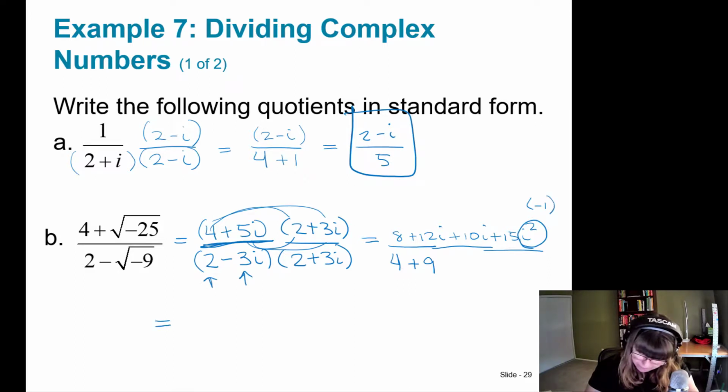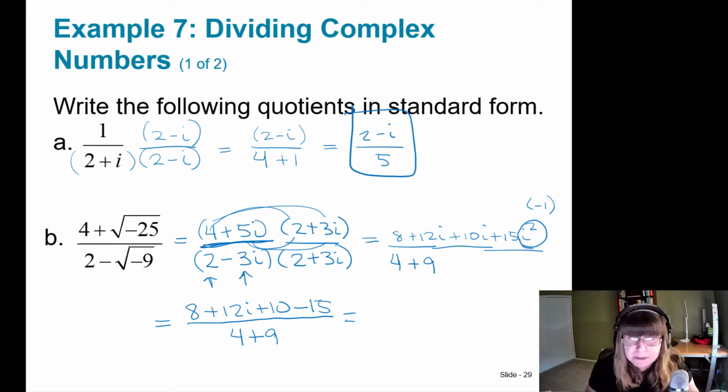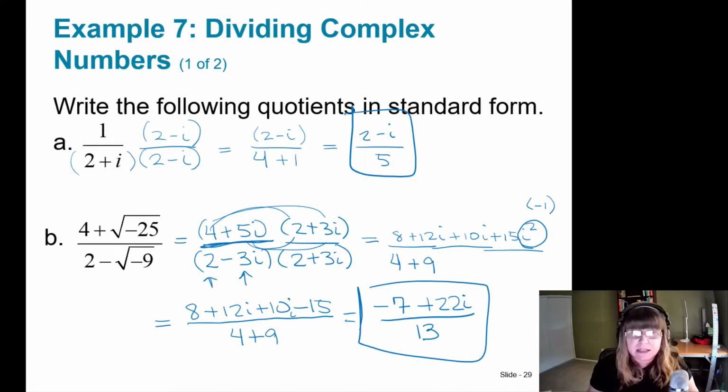So here's what I have: 8 plus 12i plus 10i minus 15, all over 4 plus 9. I'm going to simplify this as much as I can. 8 minus 15 is negative 7. 12i plus 10i is plus 22i. 4 plus 9 is 13. My answer to 4 plus the square root of negative 25 divided by 2 minus the square root of negative 9 is negative 7 plus 22i, all divided by 13.